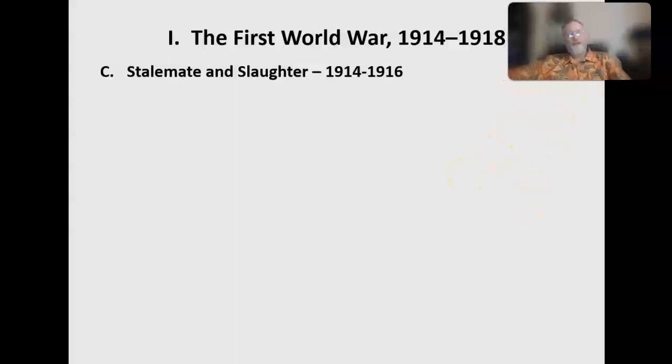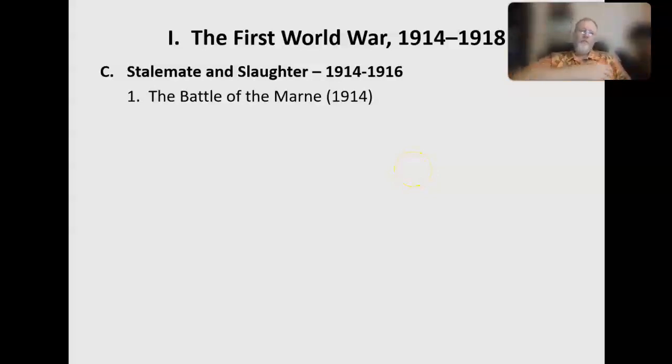Stalemate and slaughter. This is a brutal war. Primarily the fighting was done over a 4-year period from mid-14 to mid-18. The war sort of comes to a close in November of 18. But we don't actually have a treaty till 19. So for the first couple of years here, it is brutal, bloody, violent.